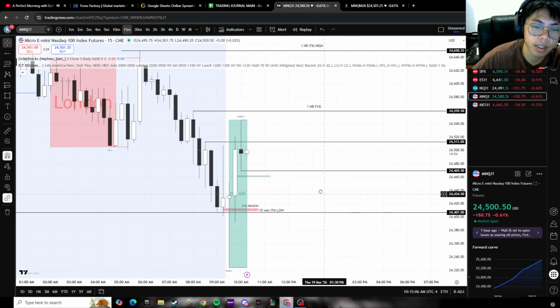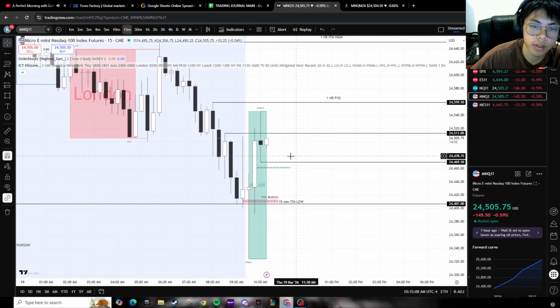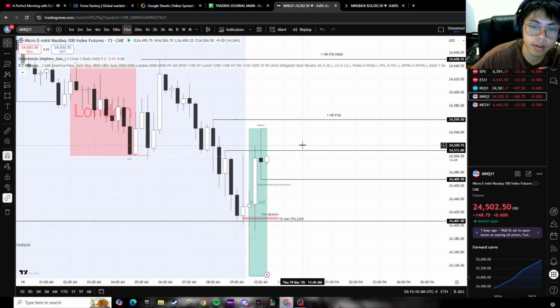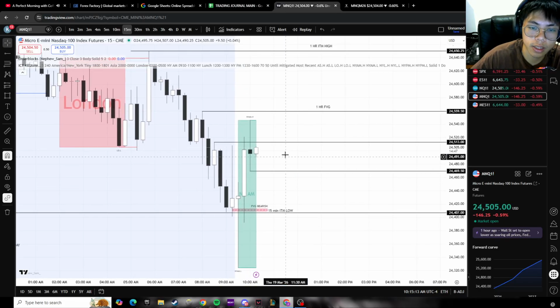We opened up this 15-minute here. I want to see price come down and tap into this 15-minute gap.